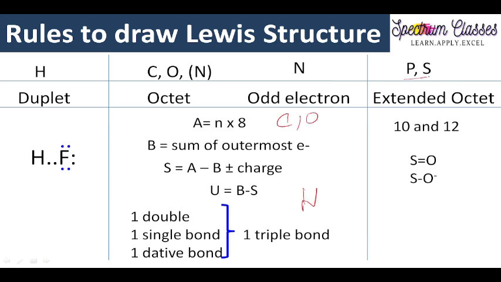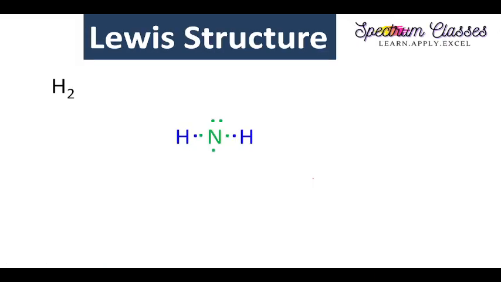Now coming to phosphorus and sulfur. Phosphorus and sulfur in some of the cases show 10 electrons as well as 12 electrons. So we are going to discuss that. Sulfur most of the time forms a double bond with oxygen, right? If no charge is there. If a charge is there, only then does it form a single bond. So these are a few highlights through which you can easily make your Lewis structure. So let's start with the examples.